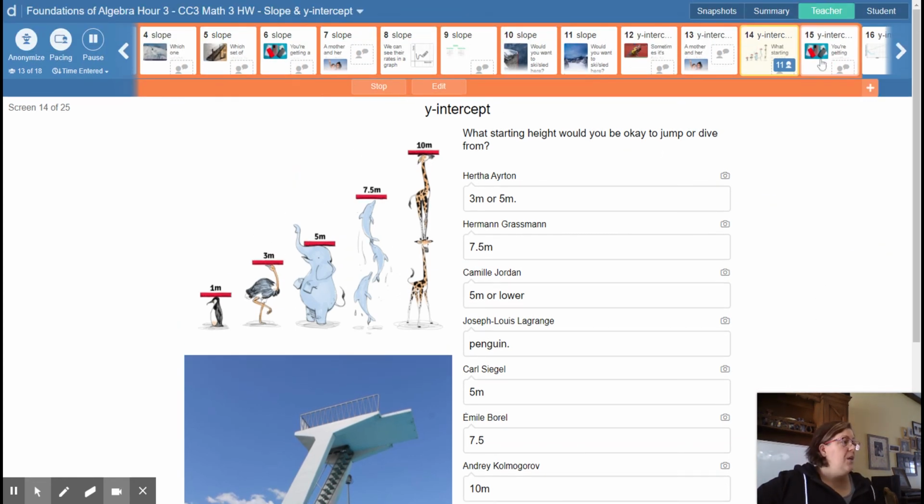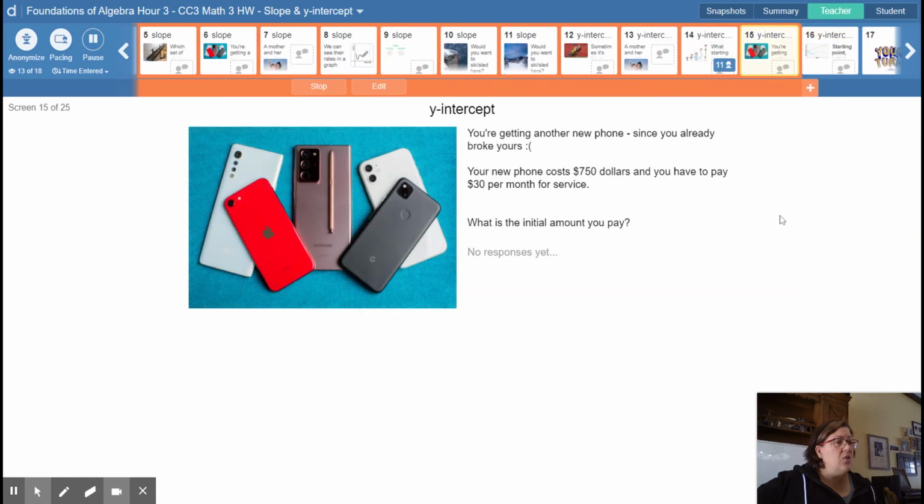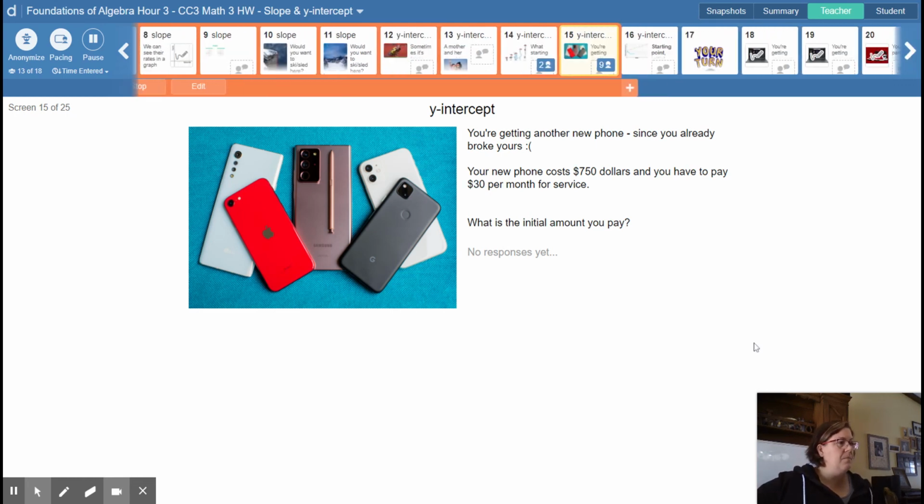All right. So that's the y-intercept. Those are considered the starting values. Let's go back to slide 15. We're going to talk about the cell phone problem now. Again, go back to that cell phone problem. So again, we have to get another new phone. Another new phone is going to cost $750. And then you have to pay $30 every month to keep that data plan activated.